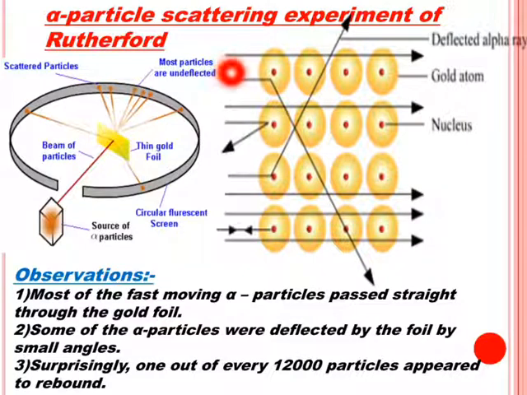You can see the direction of these arrows represents the direction of the movement of positively charged alpha particles. Most of them moved straight through these atoms of gold, and some of the alpha particles were deflected from their path, as shown by this arrow or this arrow, by making small angles or large angles. And 1 out of about 12,000 particles appeared to rebound.